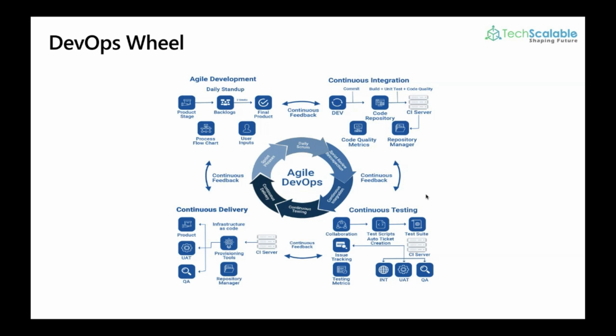So if you think about the DevOps wheel, it's a wheel which constitutes n number of phases. Going from one phase to the other, we need to be very quick, and that is where the existence of these DevOps tools comes in. We incorporate tools in every phase of the software development life cycle.